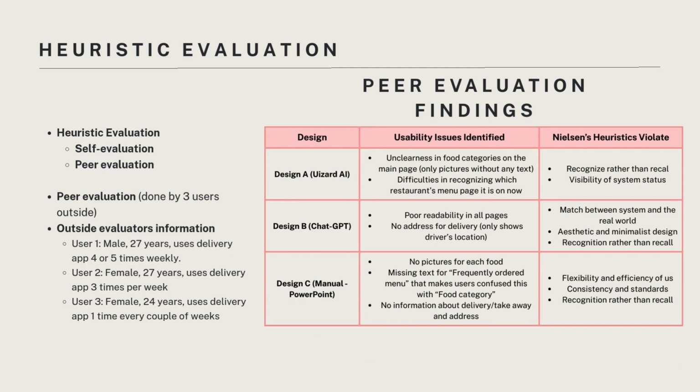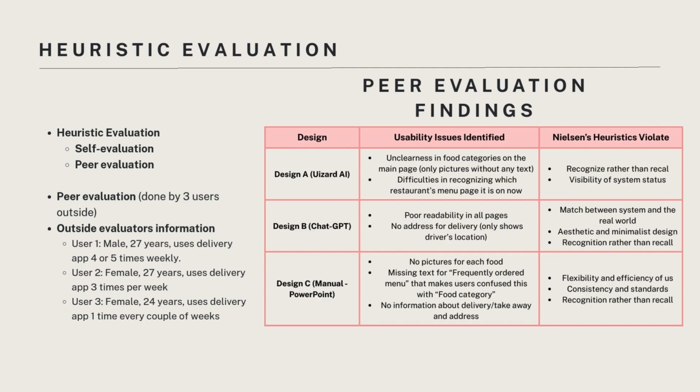Peer evaluation was done by three different users outside of the course. Here is the evaluators' information. The first user is male, 27 years old. He uses delivery applications a lot, 4 or 5 times weekly. User 2 is female, 27 years old, and uses delivery applications 3 times per week. The last user is female, 24 years old, and uses delivery applications once every couple of weeks.